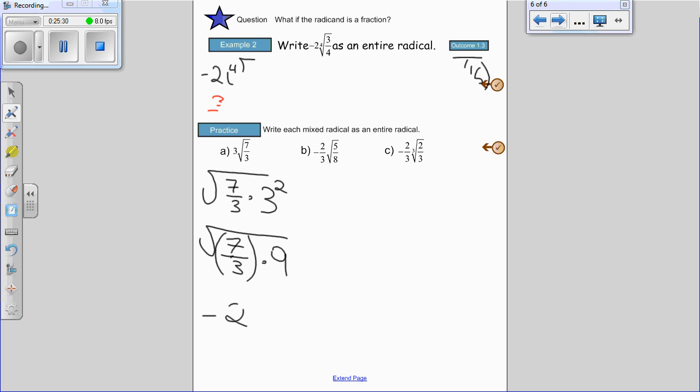Fractions are easy, just do the top and the bottom separate. 9 times 7 is what? 63. So the square root of 63 divided by just 3. 3 times 1 is 3. Yeah. 63 divided by 3 is 21. So it's just the square root of 21.